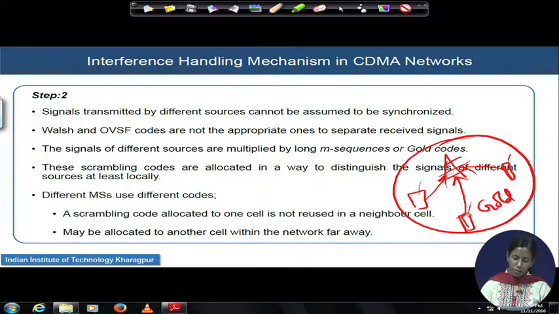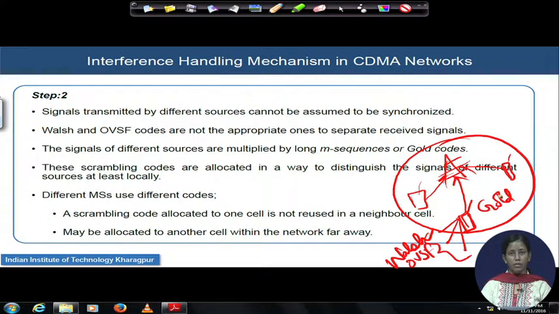Suppose you are a mobile source and you have separate connections, one for internet browsing, one for speech communication, and another for video transmission. You are using a set of Walsh codes or OVSF codes for spreading the signal, and on top of that you are using the Gold code to spread them once more, because you wish to separate them from the neighboring mobile stations.